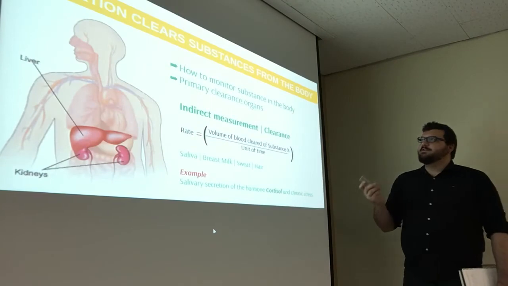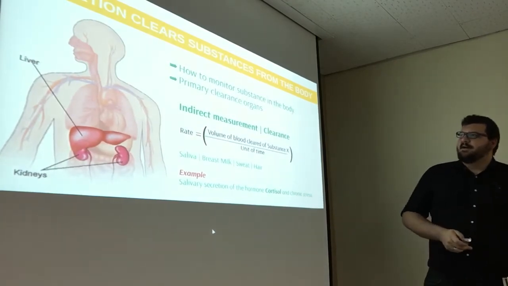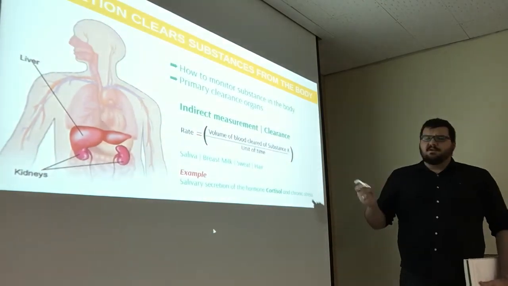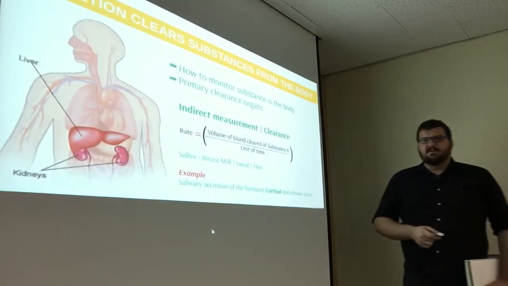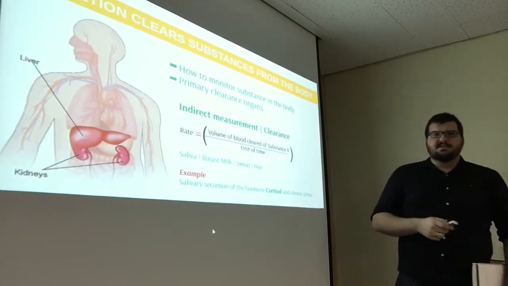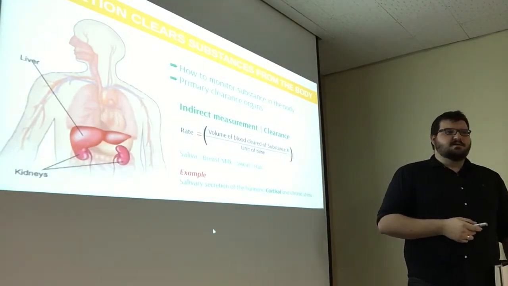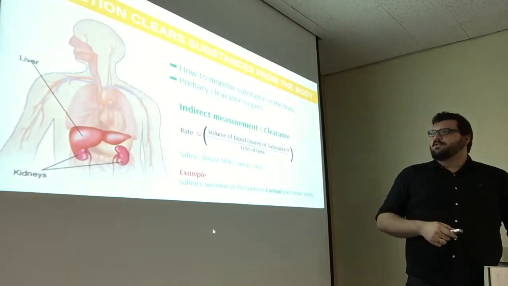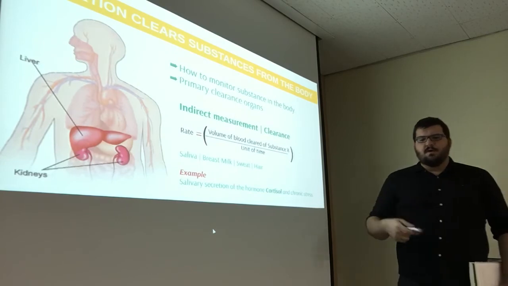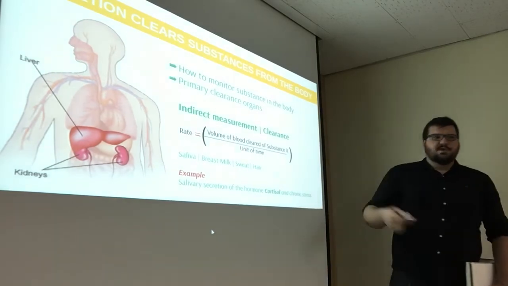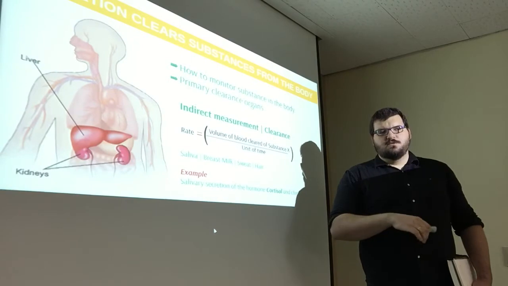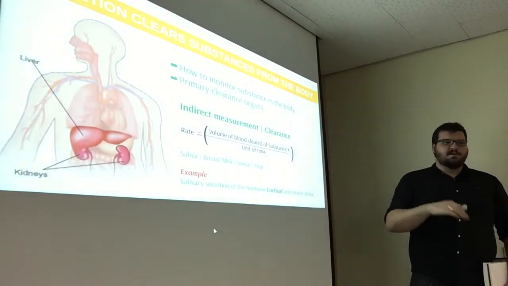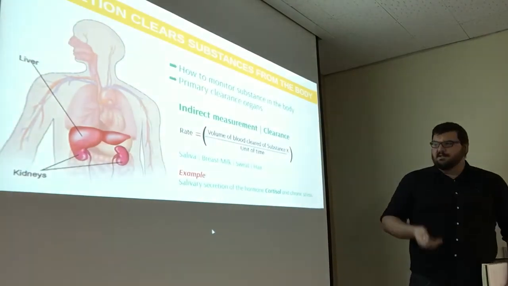Okay, excretion clears substance from the body, and how do we monitor substance in the body? The primary clearance organs are the liver and kidney, which deal with your blood and urine. They need to treat your blood to take out all the things that are not good for your organism.